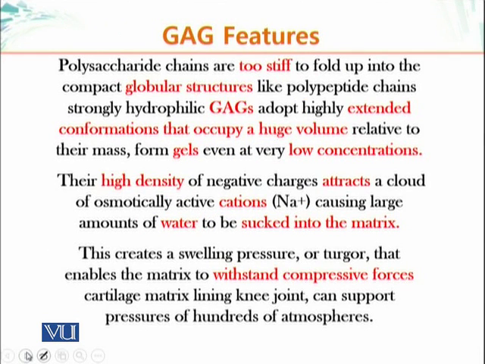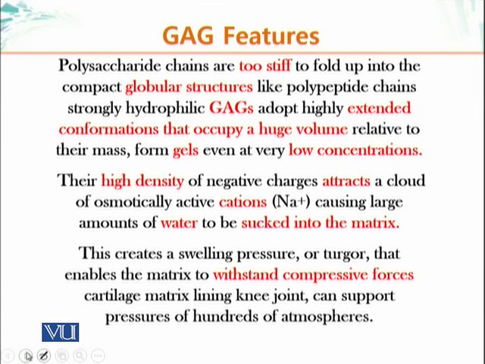But now I would like to mention that polysaccharide chains are too stiff to fold into compact globular structures like polypeptide chains. They form these hydrophilic gel-like structures because GAGs adopt a highly extended conformation, and they occupy huge volume relative to their mass to form these gels. And they can form these gels even at a very low concentration. The high density of negative charges, as I mentioned, can attract a cloud of osmotically active positively charged ions, for example, sodium ions, causing large amounts of water to be sucked into the matrix.